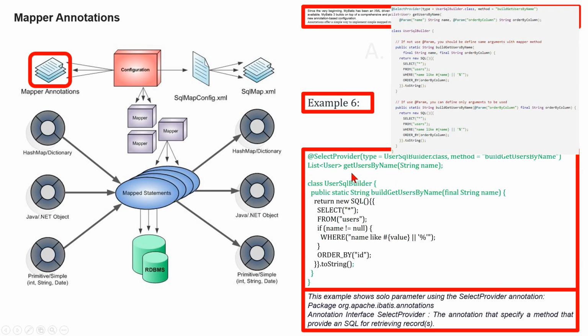Now this example shows a single parameter using the @SelectProvider annotation. The annotation interface SelectProvider, the annotation that specifies a method that provides an SQL for retrieving records. This is in the package org.apache.ibatis.annotations.